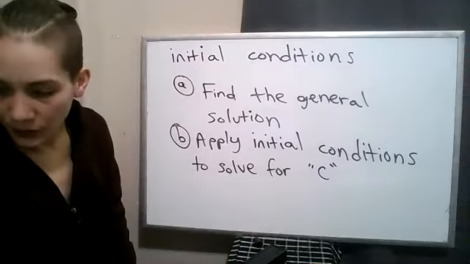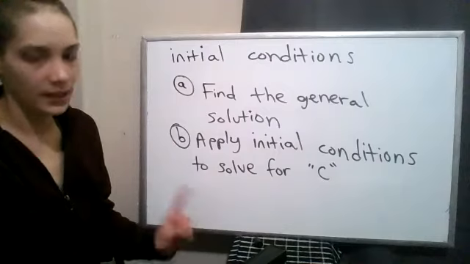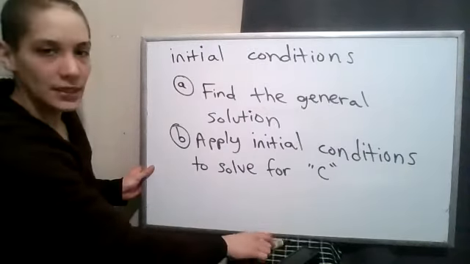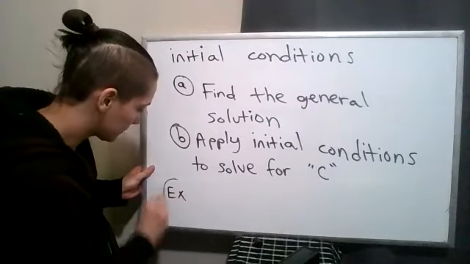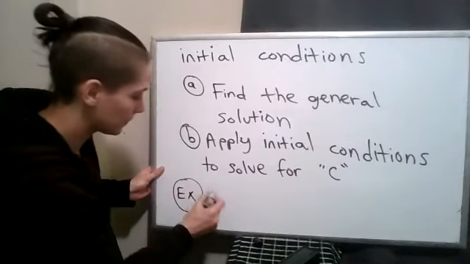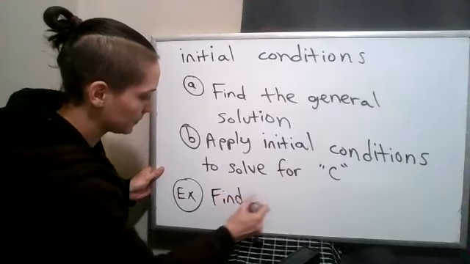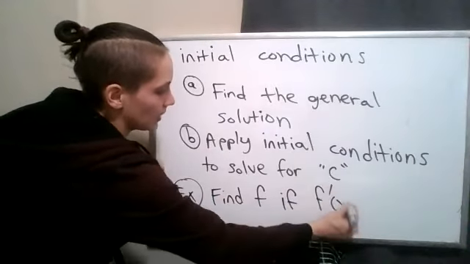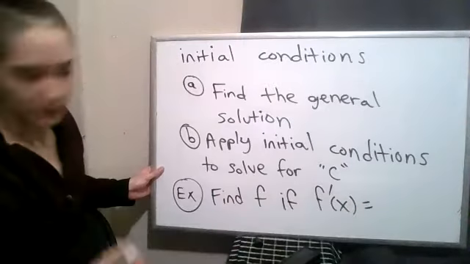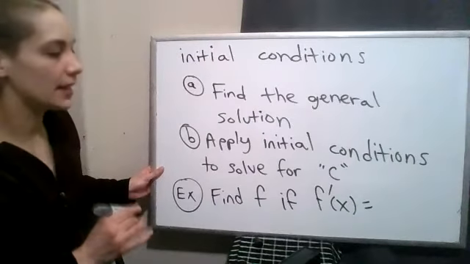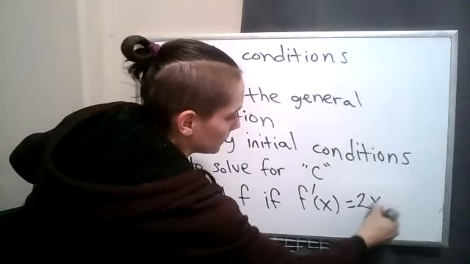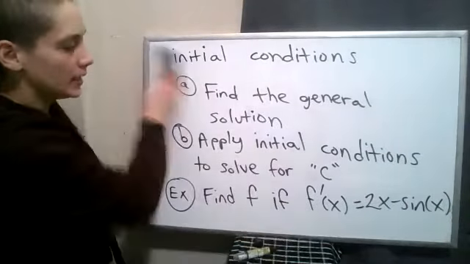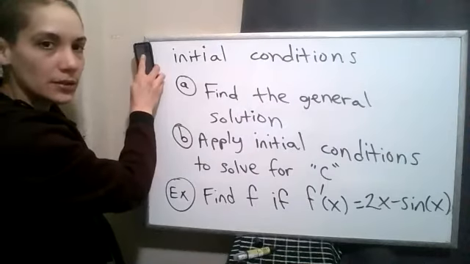Okay, so first one, find the function f if f prime of x is 2x minus sine of x, and the initial condition is f of 0 equals 3.